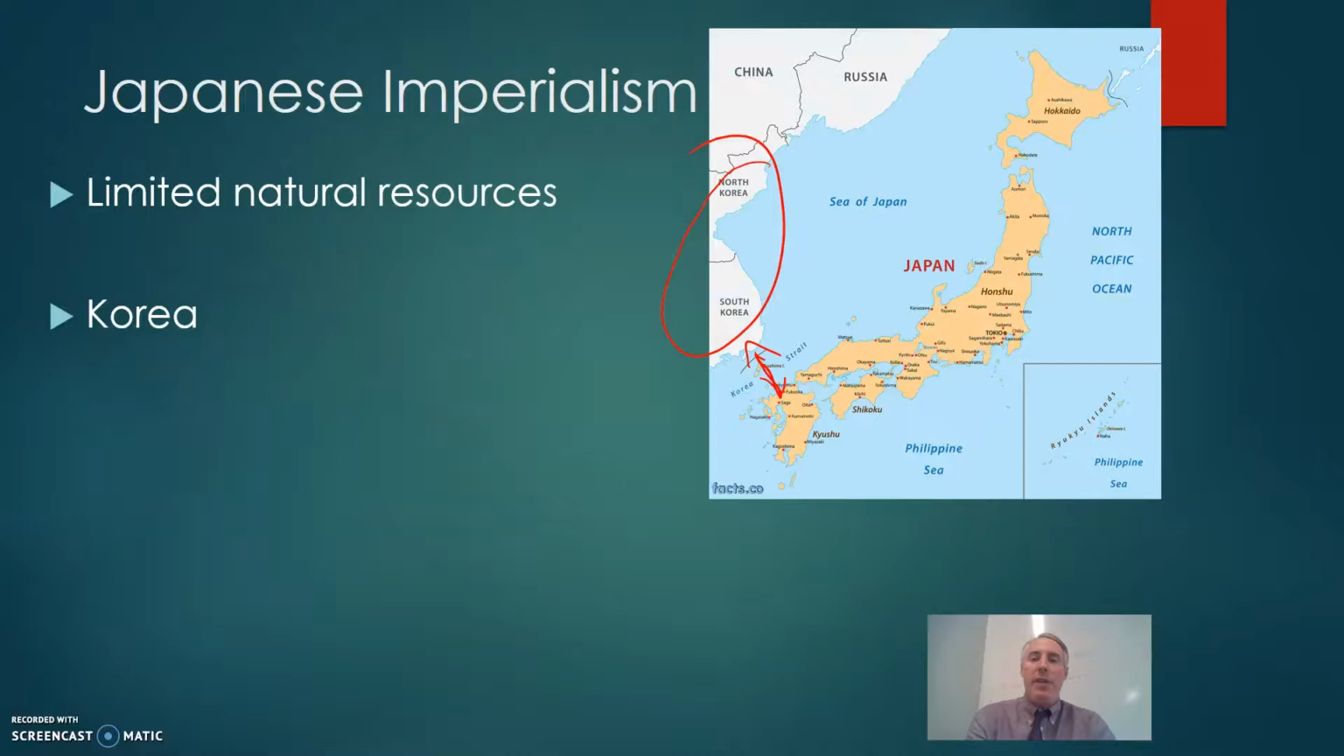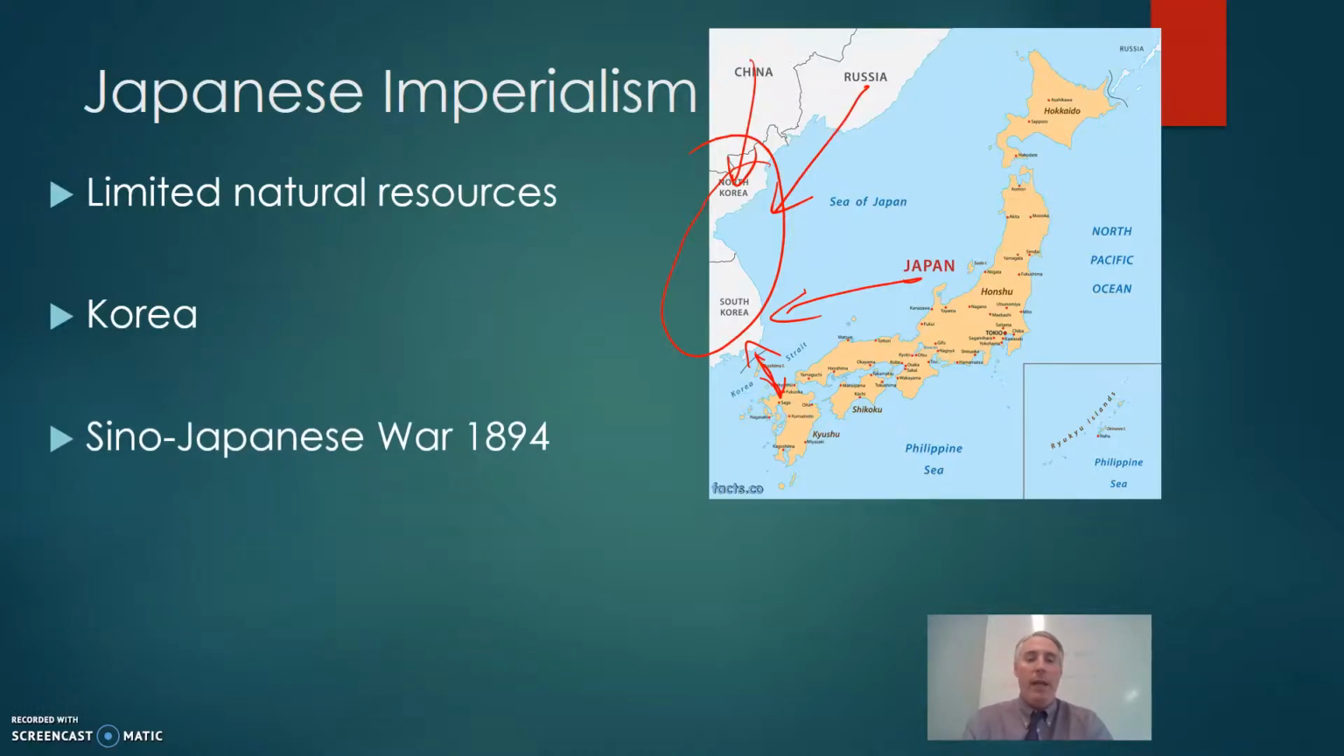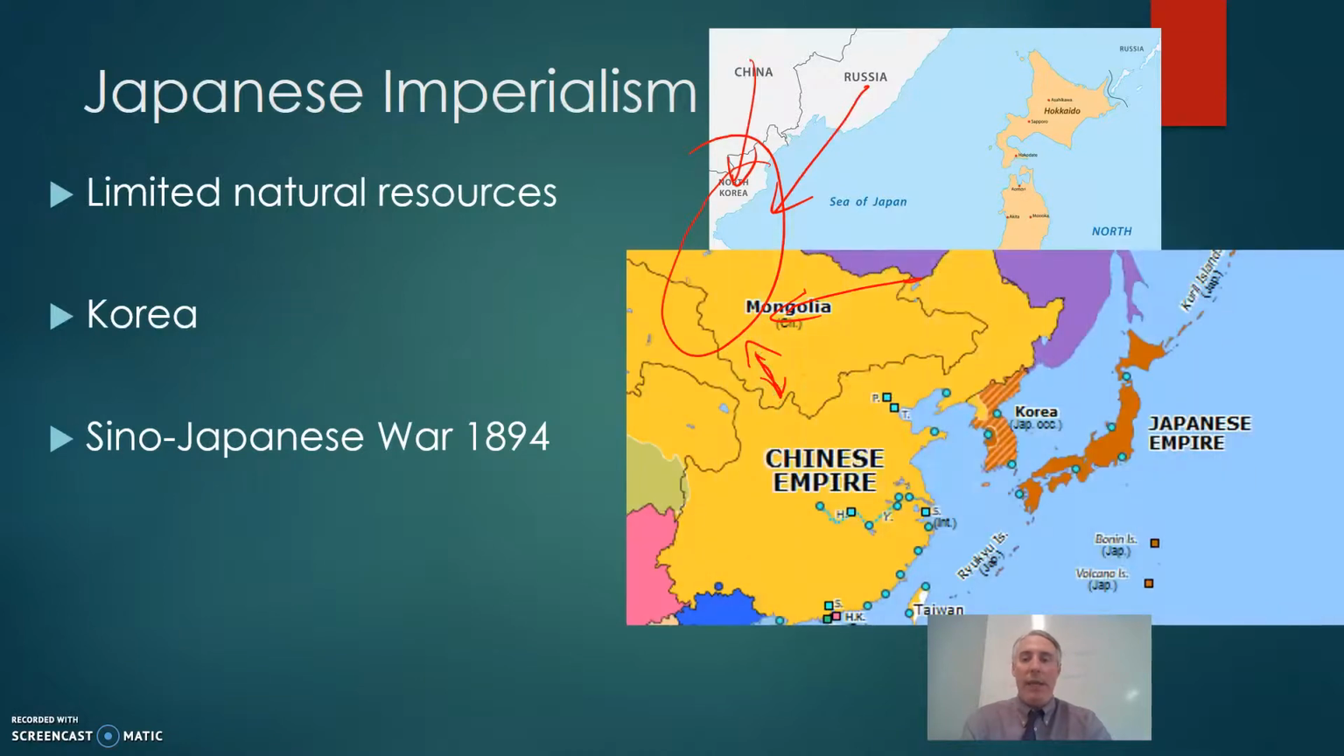It was a source of competition for three countries. You got Japan looking at it, you got China looking at it, and you got Russia looking at it as well. For centuries, it had been a tributary state to China, meaning that it had to pay tribute and be subordinate. Well, Japan wanted Korea for itself at this time, and this brought Japan into conflict with China in the Sino-Japanese War of 1894.